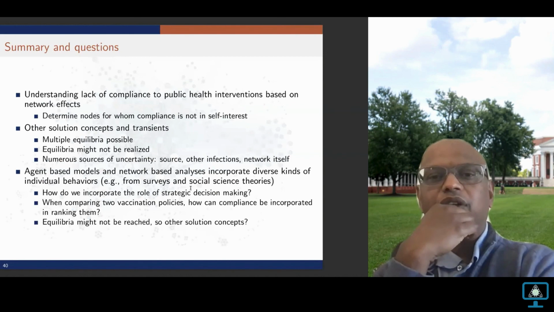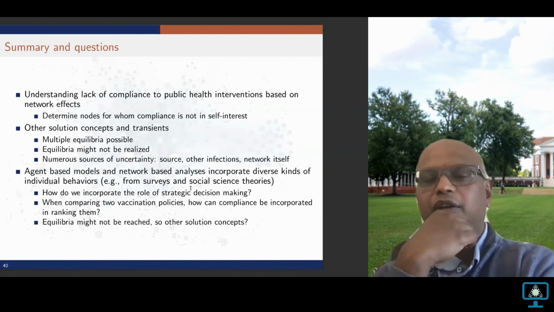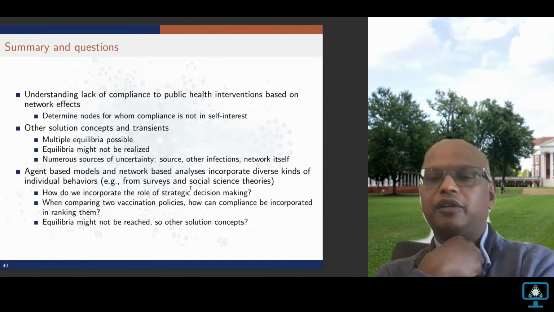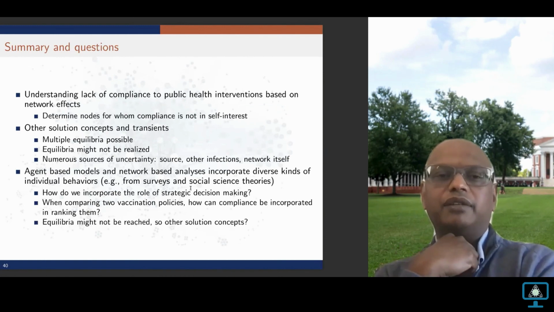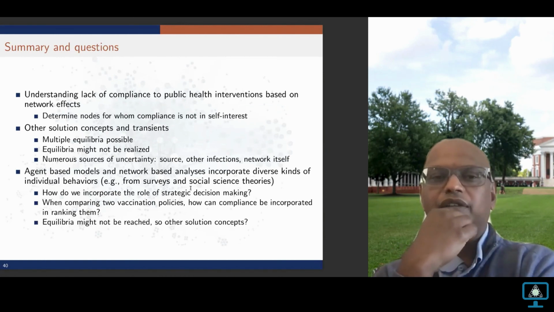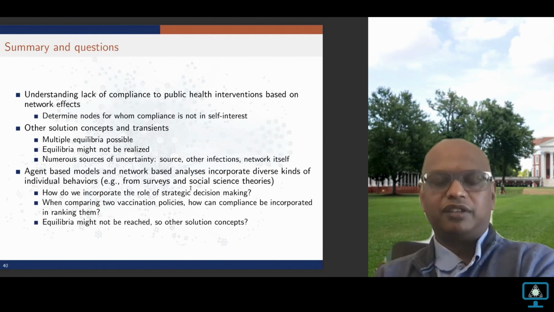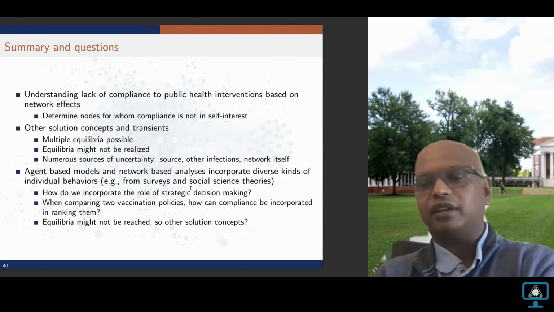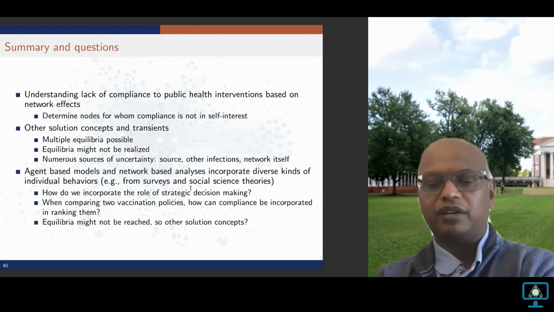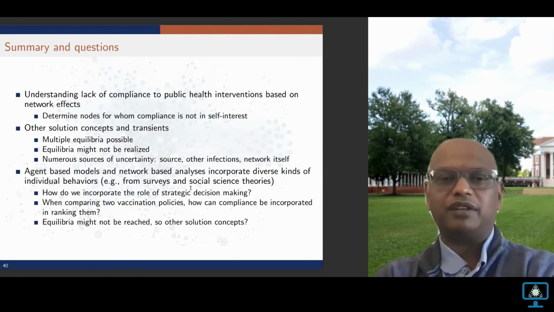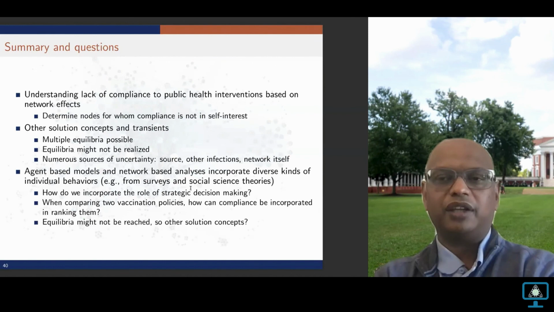The general goal is to understand lack of compliance to public health interventions based on these network effects, and determine for whom compliance is not in self-interest. There are many other solution concepts, since there are several problems with Nash. There are multiple equilibria possible, and they might not be realized. There are some conditions people know under which you'll have an equilibrium, but in these kinds of games, we don't know whether that's a natural quantity to look at.